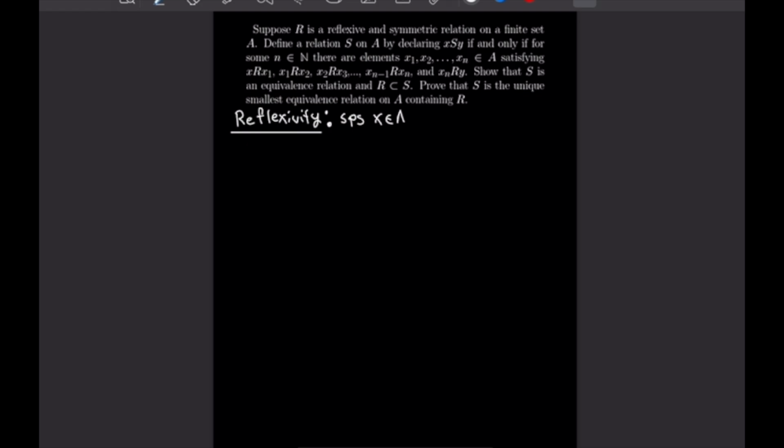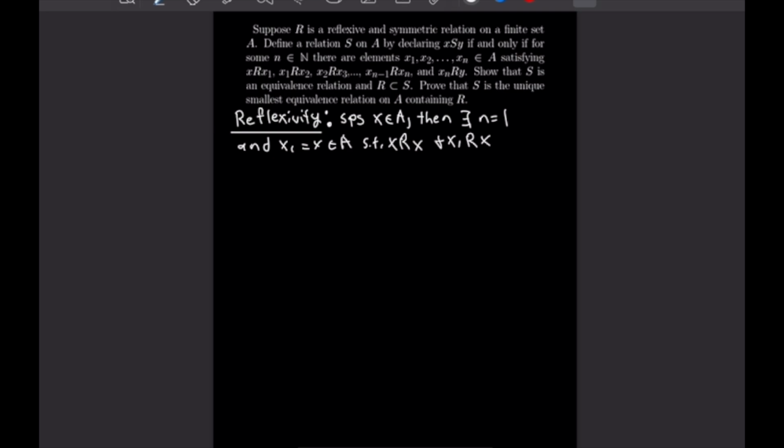So to begin, we want to prove that S is an equivalence relation. So let's begin by proving reflexivity. So we're going to begin by supposing that we have x, which is an element in A. Then there exists a little n, which is equal to 1, which is of course a natural number, and x1 is equal to x, which is in A, such that x is related to x, and x1 is related to x.